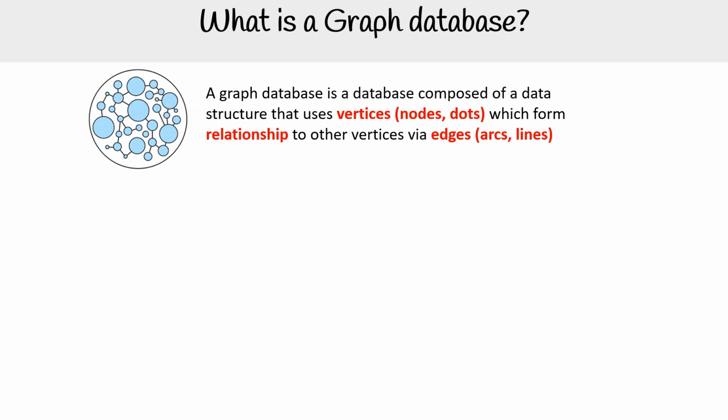Now, let's move on to understanding graph databases. A graph database is a database composed of a data structure that uses vertices, also known as nodes or dots, which form relationships to other vertices through edges, arcs, or lines. This type of database is particularly powerful for mapping relationships and identifying patterns.